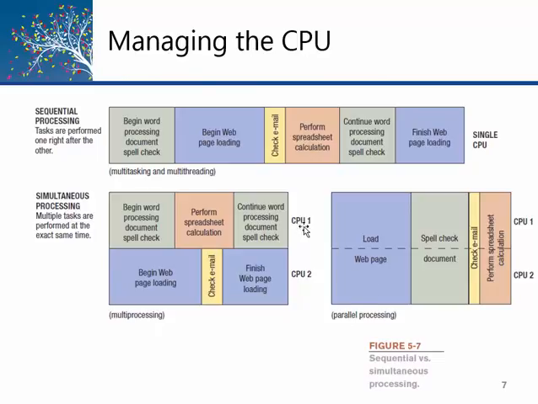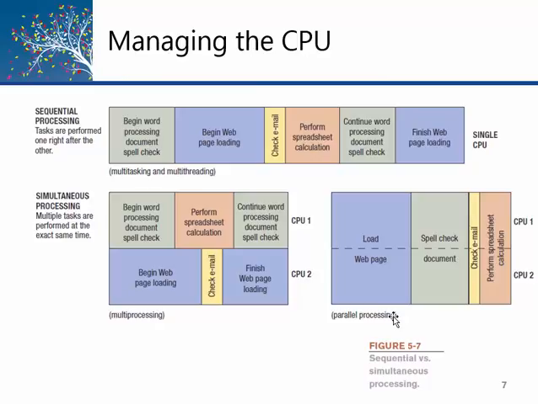Here we have 2 CPUs, CPU 1 and CPU 2, for the bottom 2 figures. And in multiprocessing, I'm dividing up the blocks of work. Some goes to CPU 1 and some goes to CPU 2, right? So it's a little faster. I can get through more with 2 CPUs. Parallel processing is the idea that a single task is going to share 2 processors.